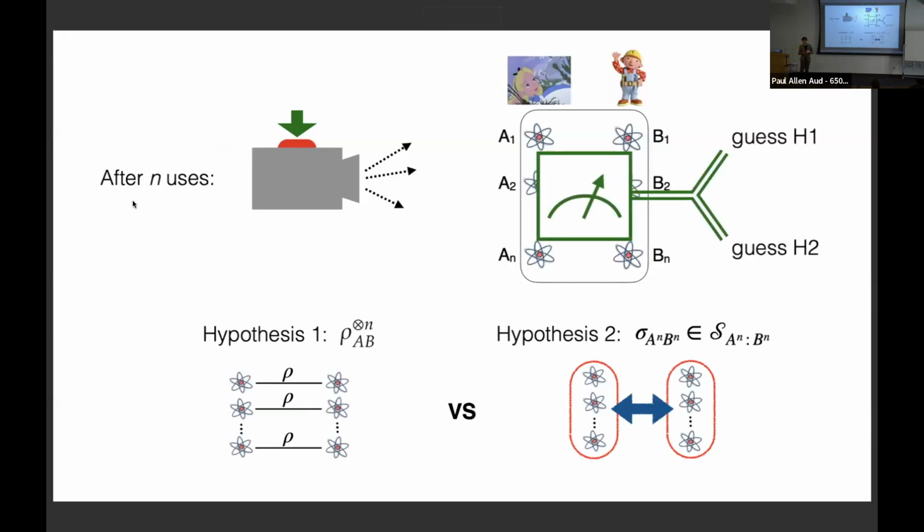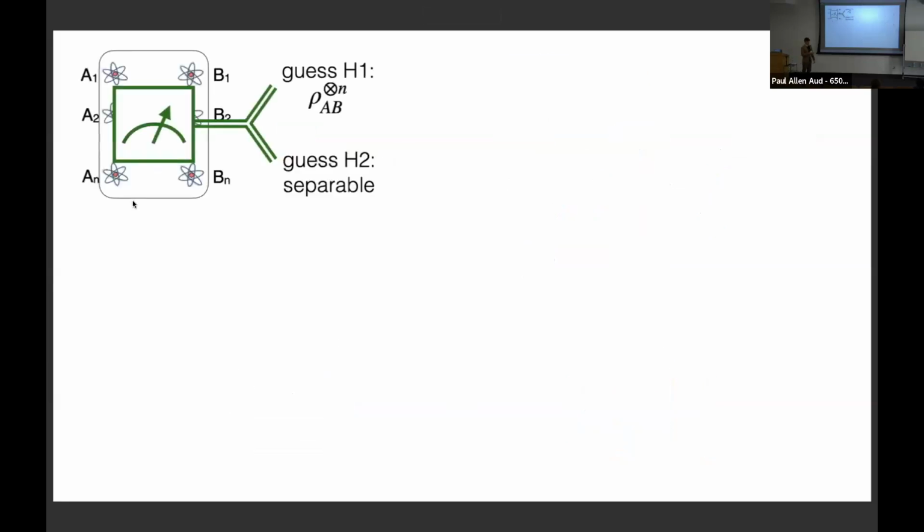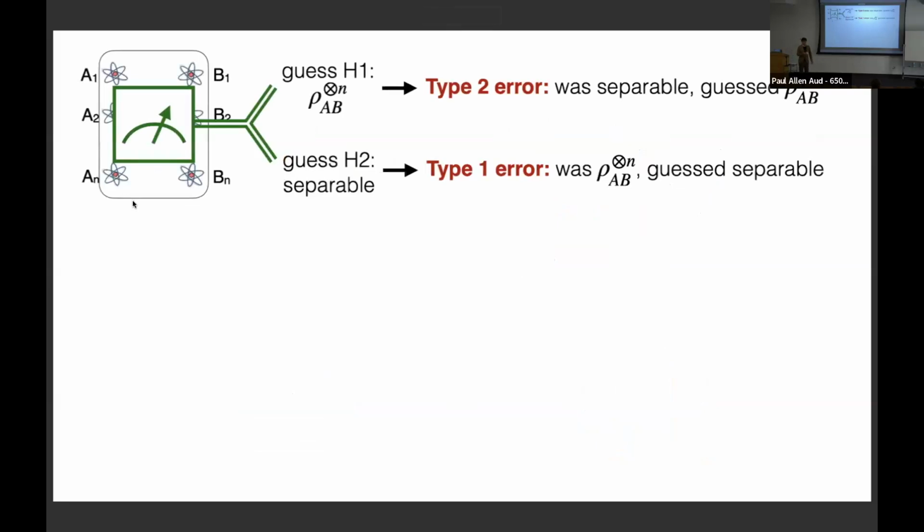And how do we guess? Well, Alice and Bob are going to perform a test, right? So they're going to perform a measurement on their system, and then they will guess hypothesis 1 or hypothesis 2. Okay, and important, there are two types of error to be made by Alice and Bob.